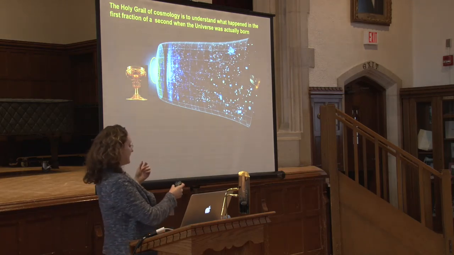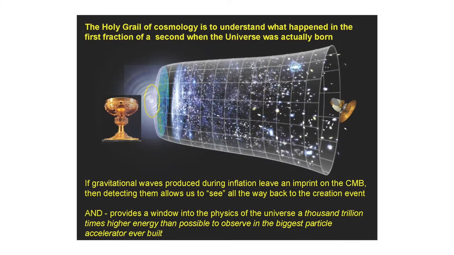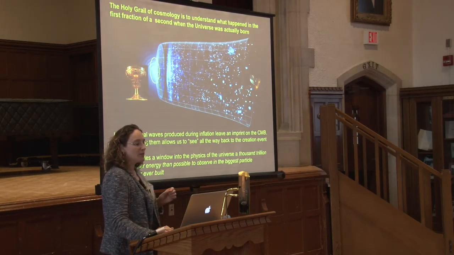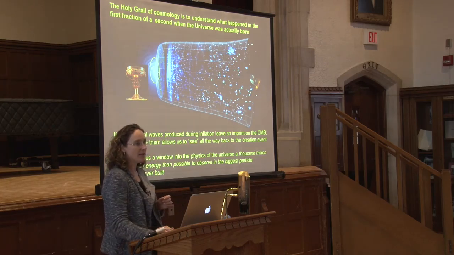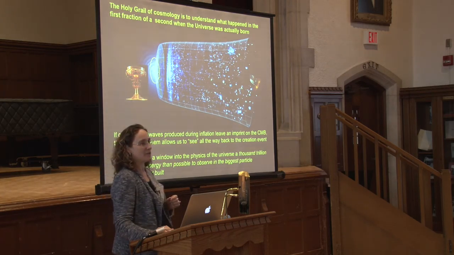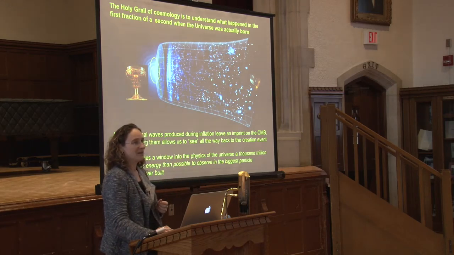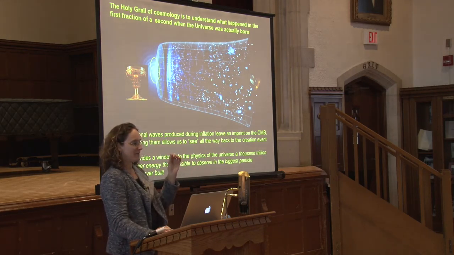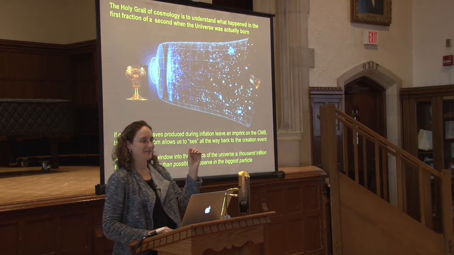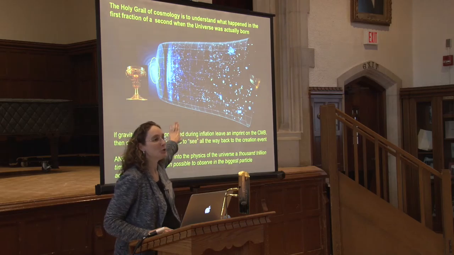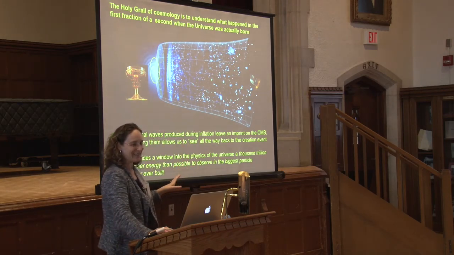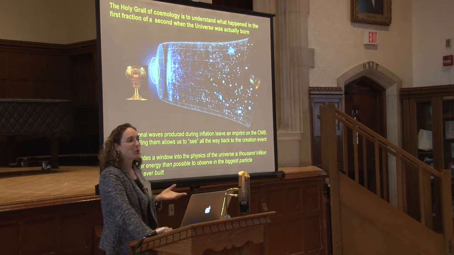So this is the Holy Grail, right? If we can see the imprint of this time on this time, then we can get a sense of what was going on way, way back. So this also provides a window into the physics of the universe at 1,000 trillion times higher energy than is possible with any particle accelerator that we can imagine building in any of our lifetimes. The CERN guys like to say they're building an early universe machine, but not anywhere close to this early universe, right? Can they study? So what is a gravitational wave?